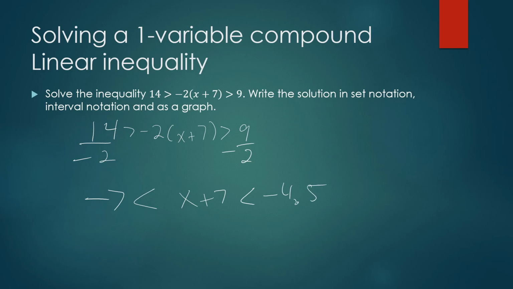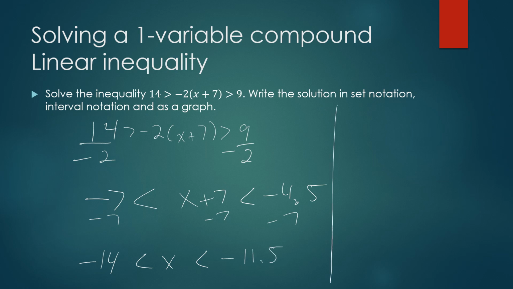Reminder, when we are dividing by a negative number, we need to change the orientation of the inequality. Now I'll go ahead and subtract 7 on both sides. Minus 7, minus 7, minus 7. So we're going to get negative 14 is less than x, which is less than negative 11.5.